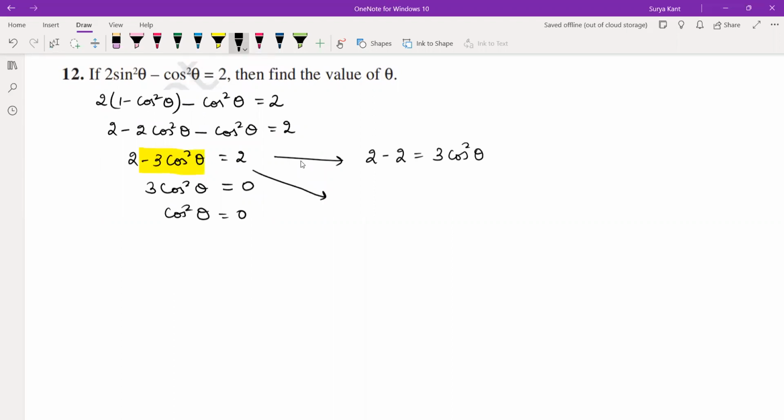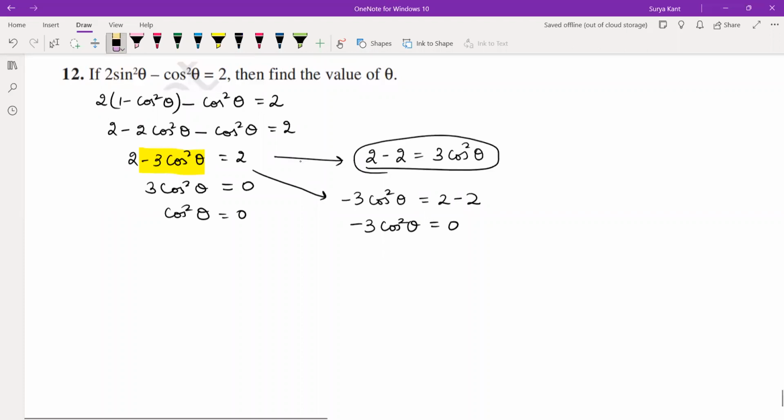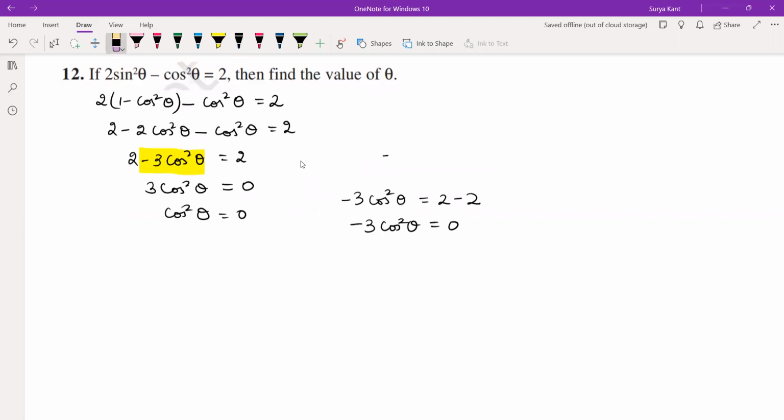Or if you want, you can do it this way. Minus 3 cos square theta is equal to 2 minus 2. So minus 3 cos square theta is equal to 0. It's actually the same. So cos square theta is 0. What I'm always trying to do is make it positive, so before that I just send this one to this side. That way I solve.